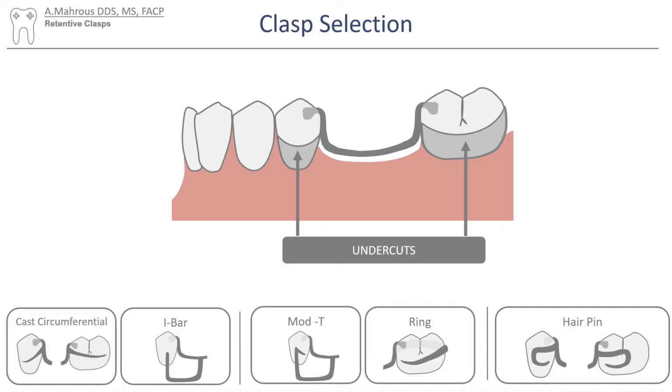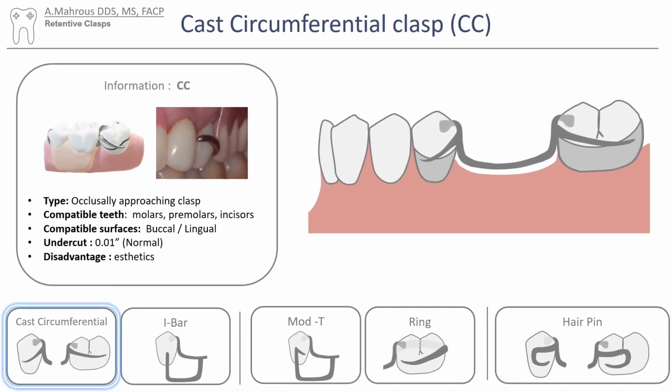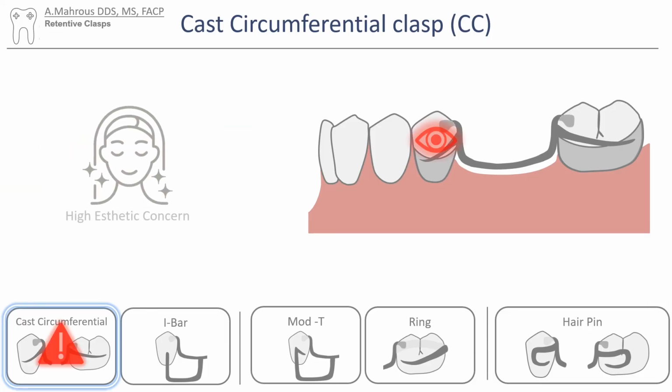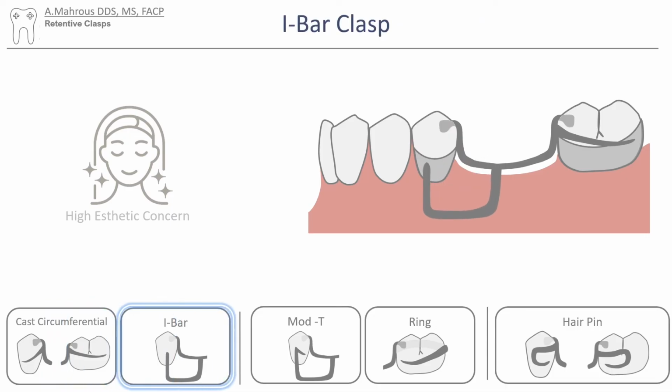Now let's start with the simplest and most commonly used clasp, the cast circumferential CC or Aker's clasp. It is an occlusally approaching clasp that engages molars, premolars, and incisors. It engages a 0.01 inch undercut on the buccal or lingual sides of the tooth, and the obvious disadvantage is its aesthetics. So if a patient has high aesthetic concerns and doesn't like the look of a CC clasp, it's recommended to shift over to an I-bar clasp.